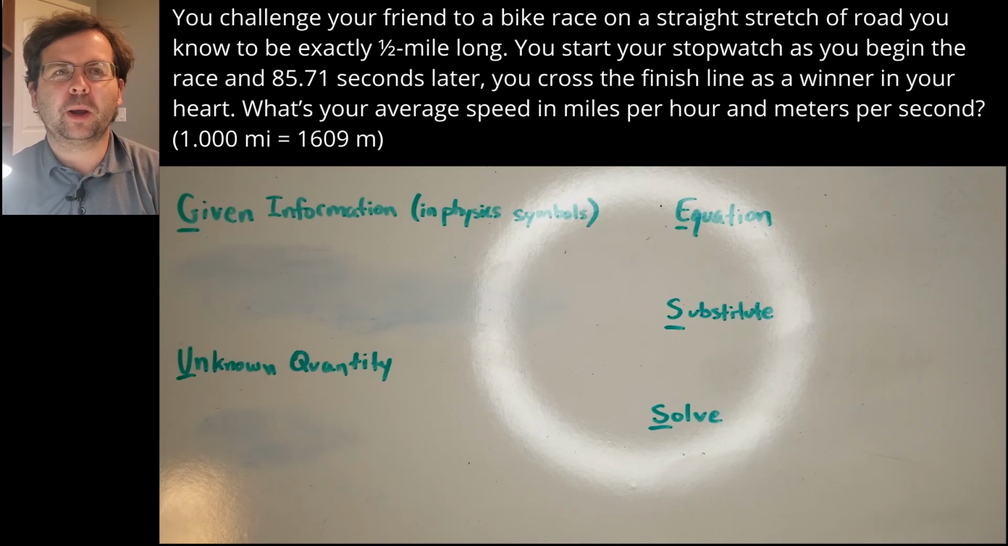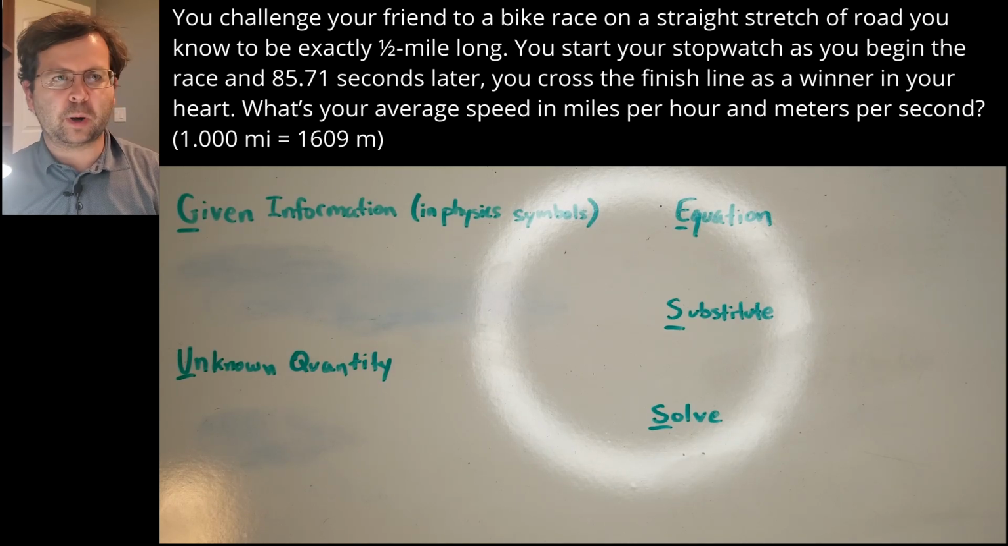You challenge a friend to a bike race on a straight stretch of road you know to be exactly a half-mile long. You start your stopwatch as you begin the race, and 85.71 seconds later, you cross the finish line as a winner in your heart. What's your average speed in miles per hour and meters per second? And we know that 1.000 miles is 1609 meters, so that's a conversion factor there.